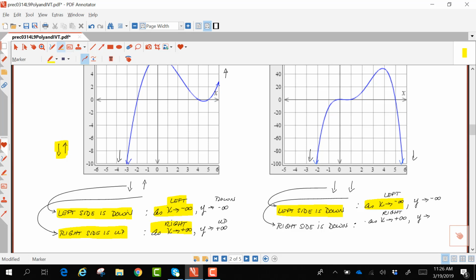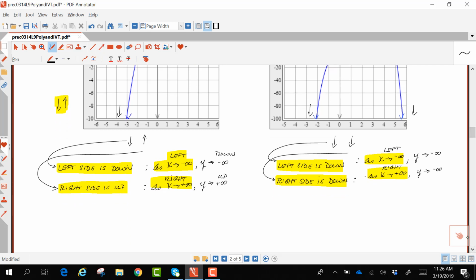The right side is down. The right side is as x approaches positive infinity, y is down, or y approaches negative infinity. So all of the wording with infinity is the formal way of determining the end behavior as being down, down, or down, up, or any of the 4 options for end behavior.